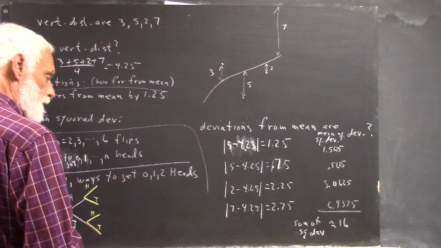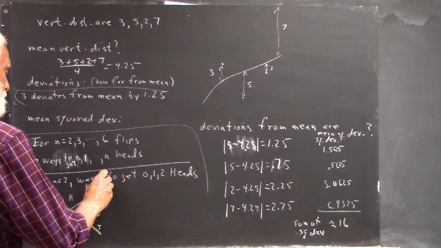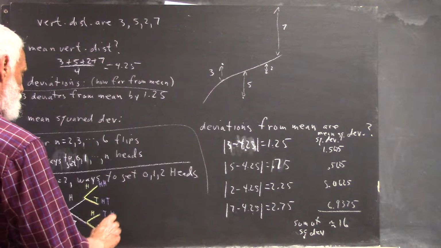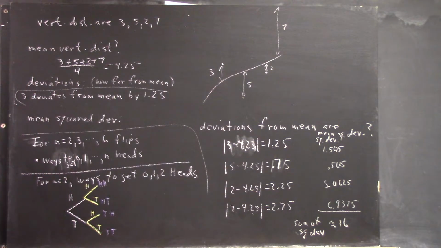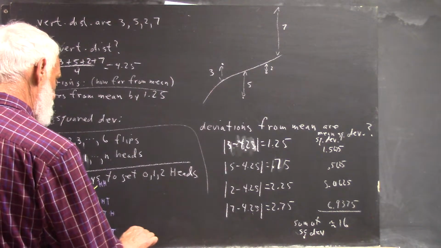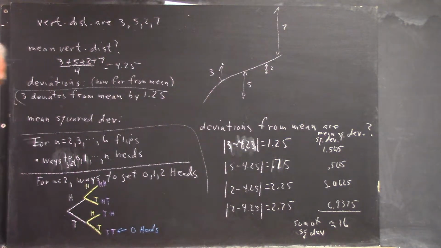Your net outcome, if you do this, is heads and heads. This one is heads, tails. This one is tails, heads. And this one is tails, tails. Those are the equally likely outcomes. Now, how many of those give you no heads? One. This is no heads, right? How many of them give you 1 head?